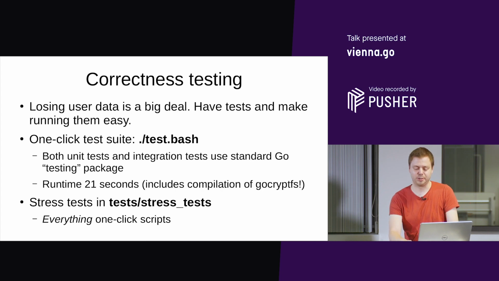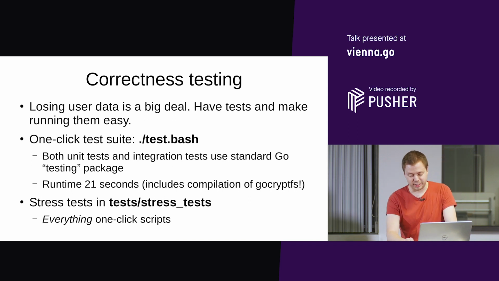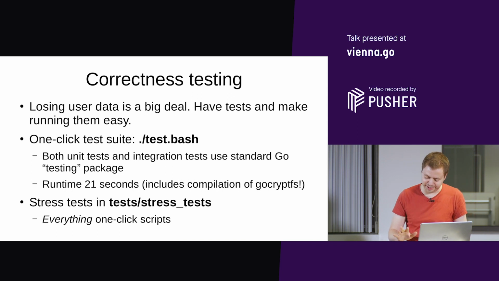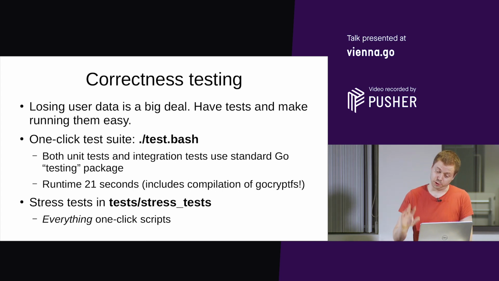Testing. So losing user data always is a big deal. So that's what the file system implementation always wants to avoid. What I did to avoid it is to have tests and also make them easy to run. I have what I call a one-click test suite. It's called test.bash. You execute it. It doesn't take any parameters. You don't have to set up anything, and it just does its thing. It runs the tests, and in 21 seconds, which includes the compilation, it's done.